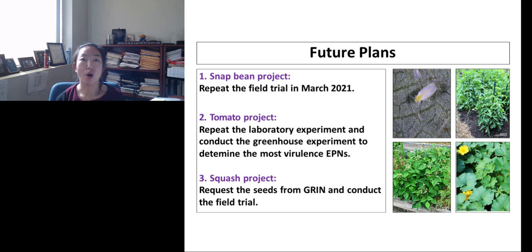For the second, the tomato project, we will repeat the laboratory experiment on the tomato leaves and try to identify the most virulent entomopathogenic nematode strains for the future greenhouse experiment. And the third is the squash project. We will request more squash seeds and conduct the field trial in March 2021.